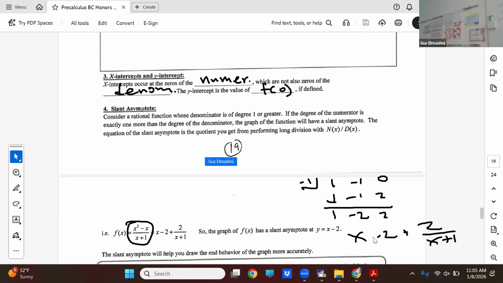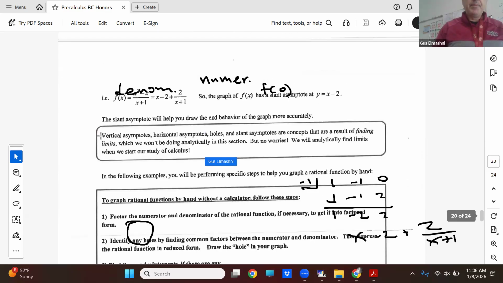Now, what if that was x cubed? Everything else is the same. Now you have a quadratic. Now you've got yourself an oblique asymptote. That's parabolic, because whatever little fraction you have at the end just goes away when x is large. And that's what's happening.